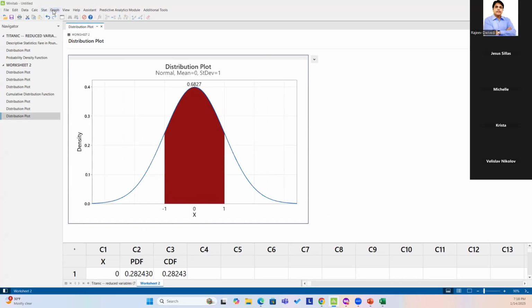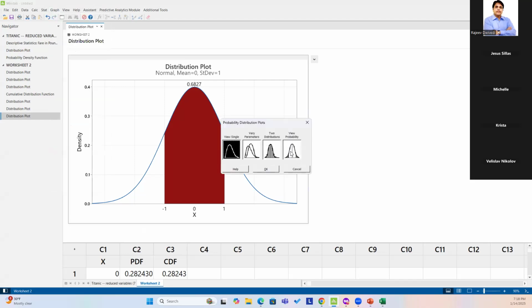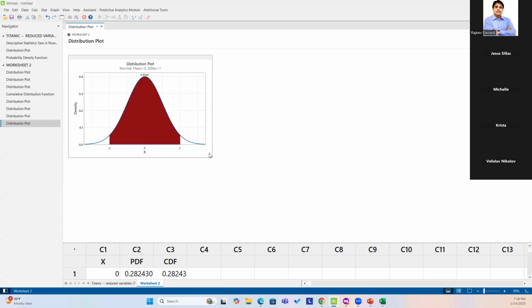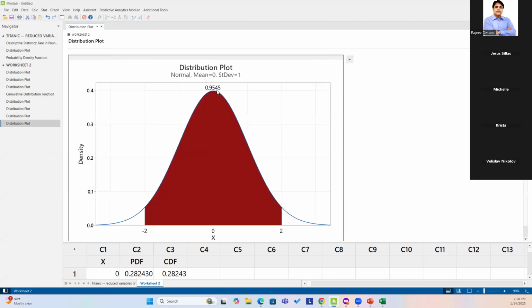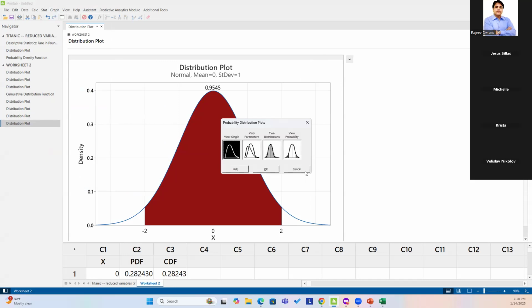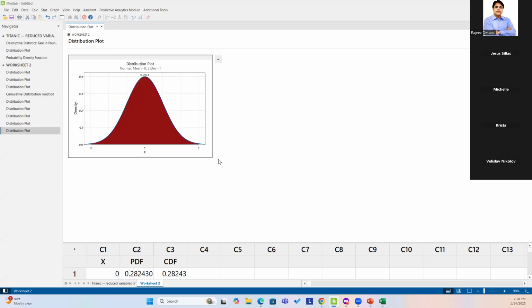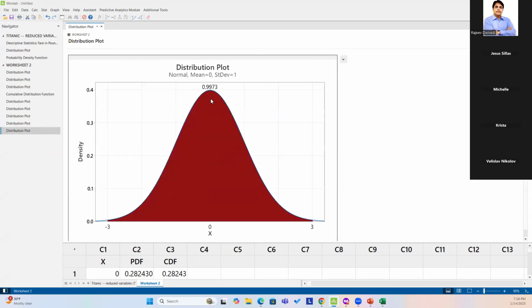Now for 2 sigma, I go here and do the probability distribution. Same thing. I do minus 2 and plus 2. This is 95.44, so you can see this is 95.45. Now the third, 3 sigma, minus 3 and plus 3. And here we go, 99.73. So this is the empirical rule.